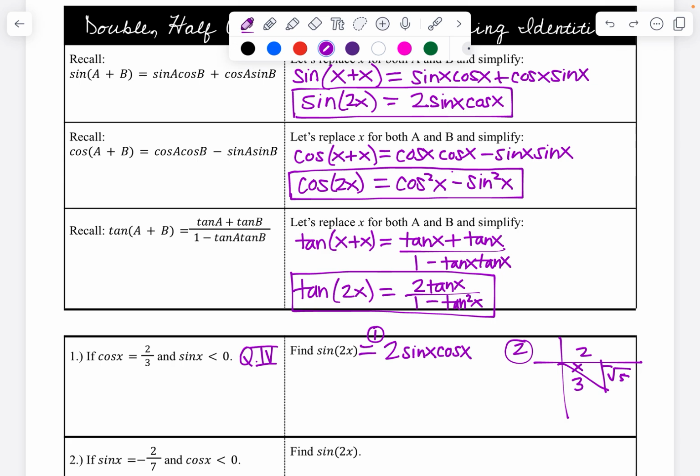All right, so step number 3, we actually plug in the values. So 2 times the sine of x. Well, the sine of x would be negative square root of 5 over 3. And then cosine of x, they told us, was 2/3. So step 4, if I simplify that, if I multiply my tops, 2 times 2 is 4, times negative square root of 5 would just be negative 4 square root of 5. And the denominator, 3 times 3 gives us 9. So it's negative 4 times the square root of 5 over 9.